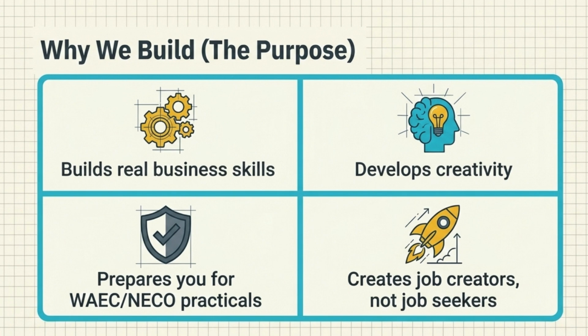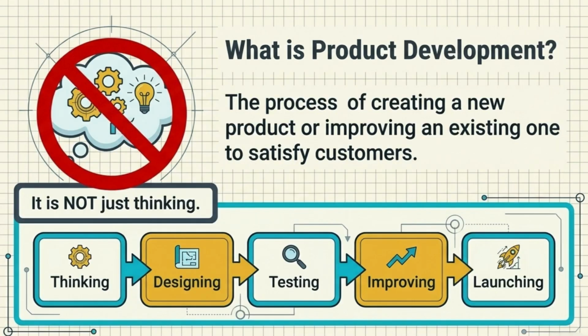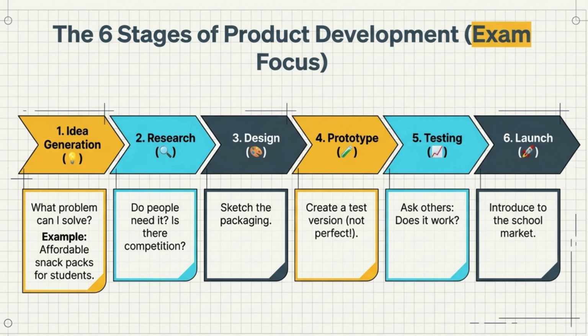What is product development? Let's break it down simply. Product development means the process of creating a new product or improving an existing one to satisfy customers. So it is not just thinking, it is thinking, designing, testing, improving, and launching. Let's look at stages of product development. It is very important for exams. Let's go step by step.